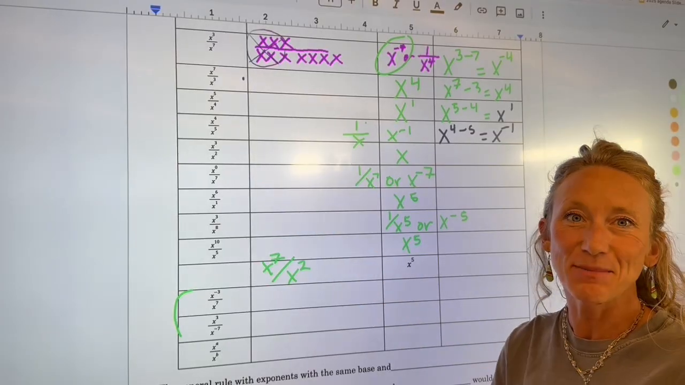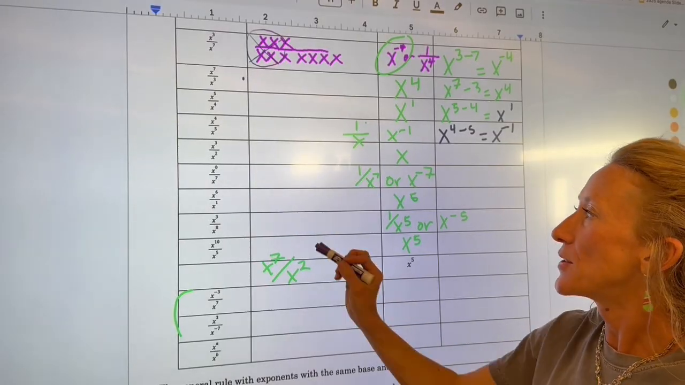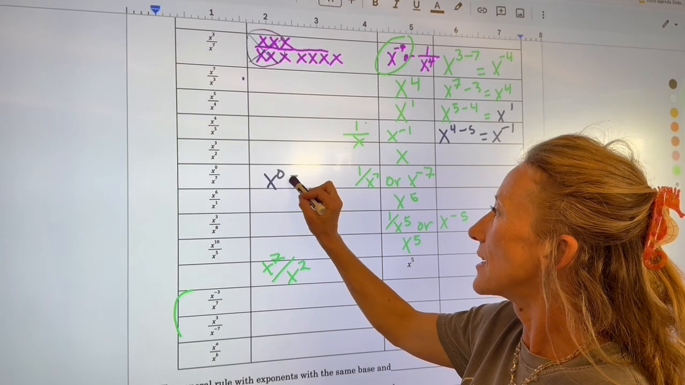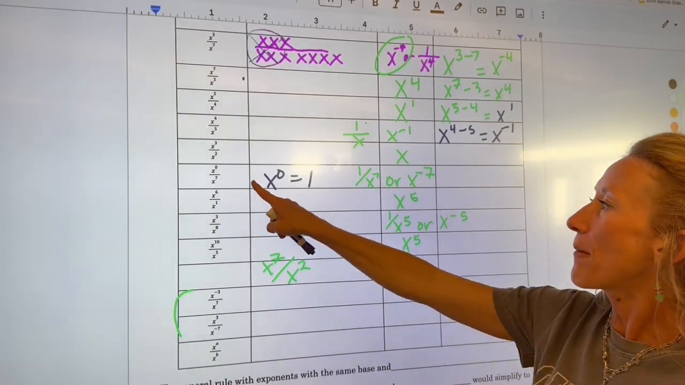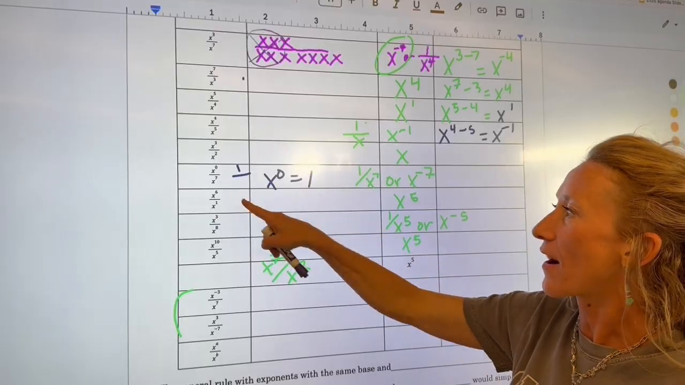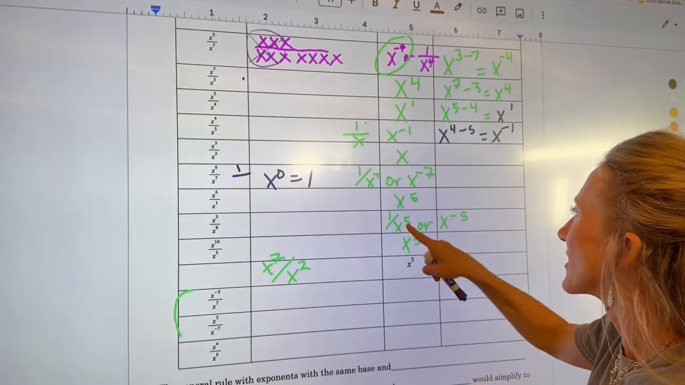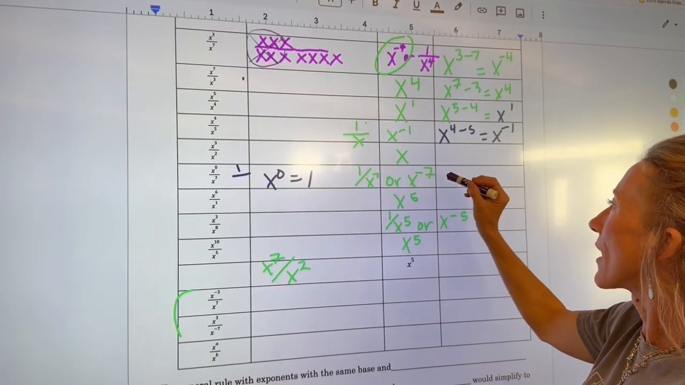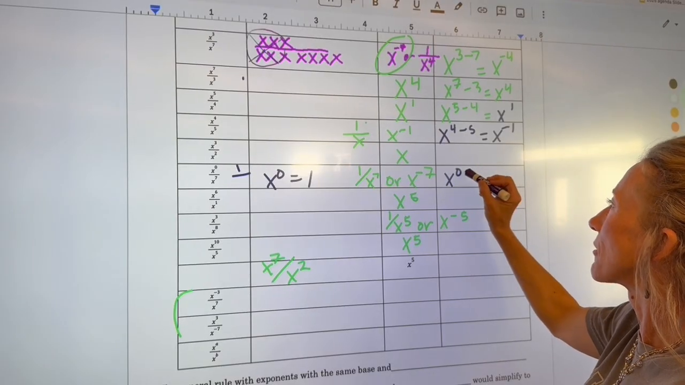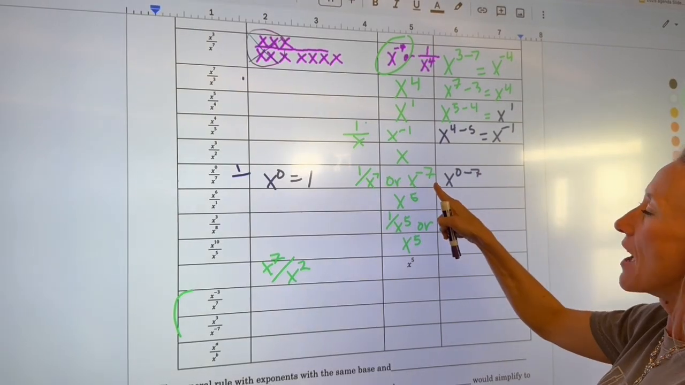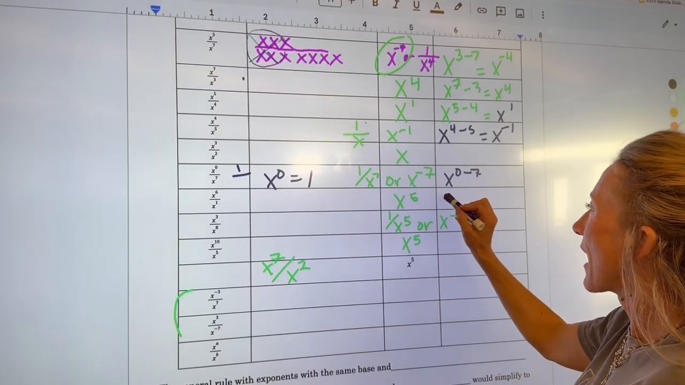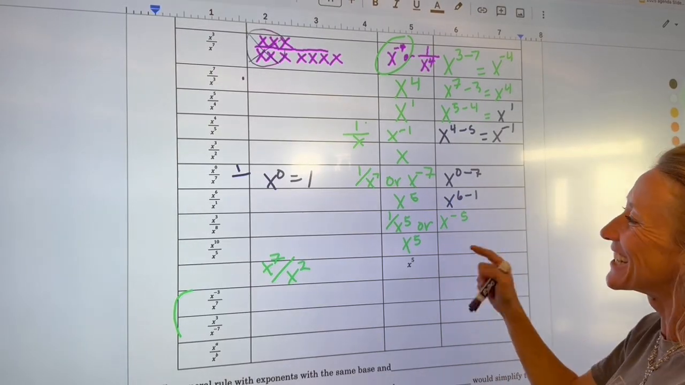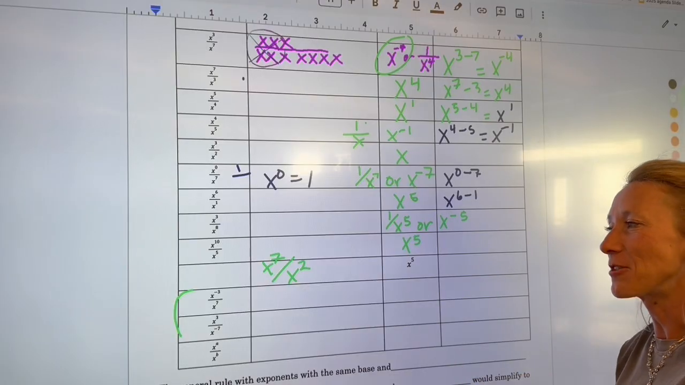This one is tricky because of the 0. So x to the 0 power is equal to 1. Anything to the 0 power is 1. So that is just 1 over x to the 7th. And so that's what we have here. Or you can write it out as x to the 0 minus 7, and that's how we get the negative 7. So how do we get 5, x to the 6 minus 1? I think you're seeing the pattern, which is cool.